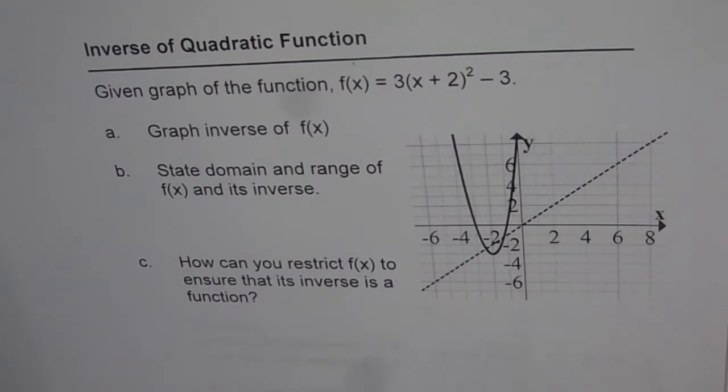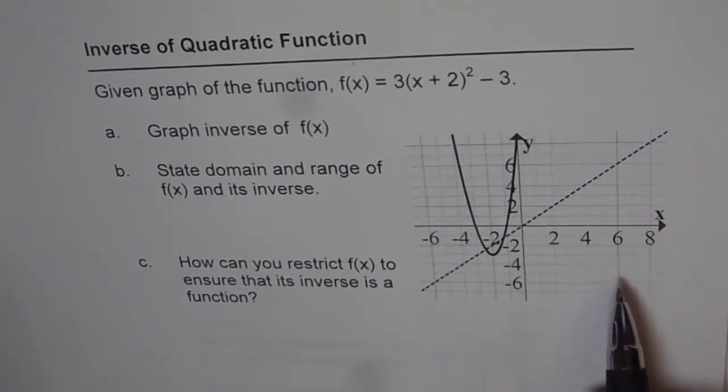Given the graph of the function f of x equals 3 times (x plus 2) whole squared minus 3. Graph the inverse of the function. State the domain and range of f of x and its inverse. How can you restrict f of x to ensure that its inverse is a function?